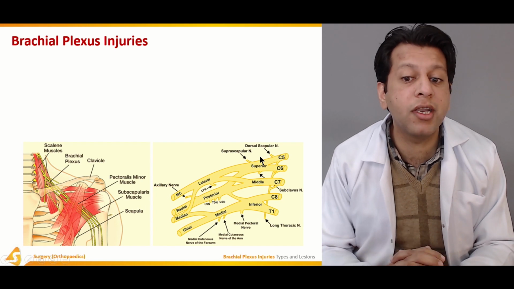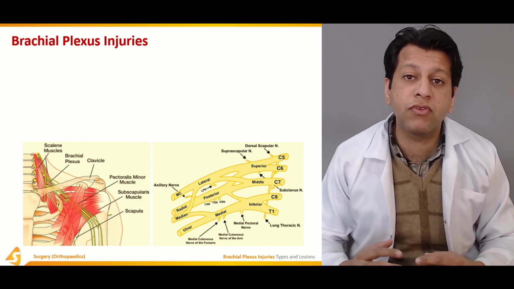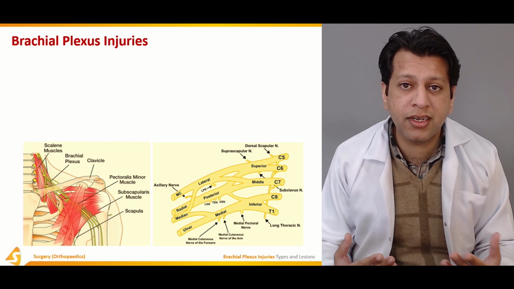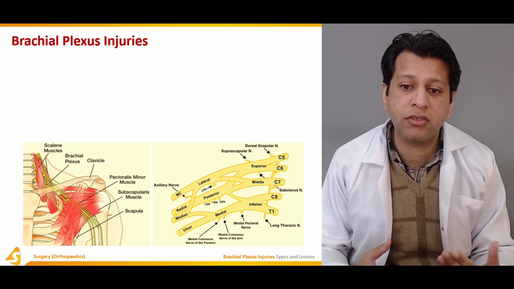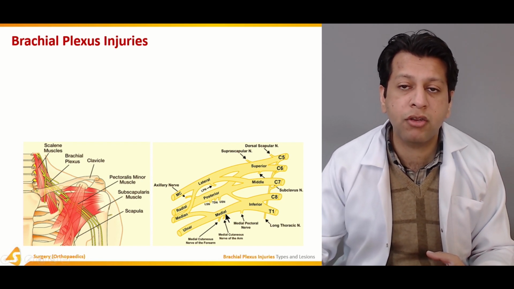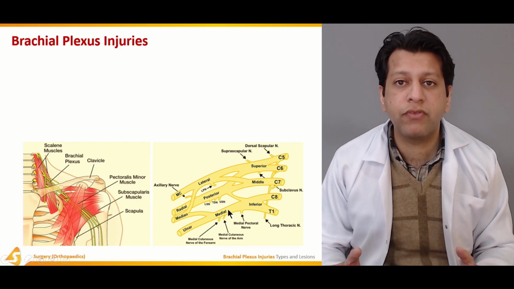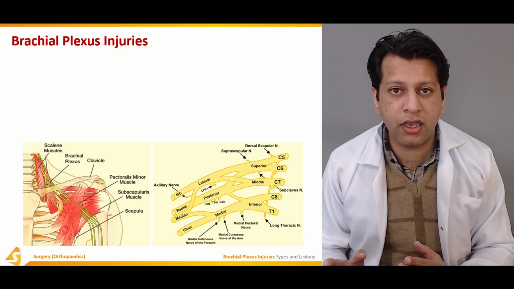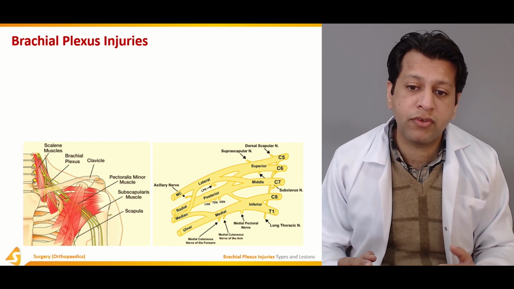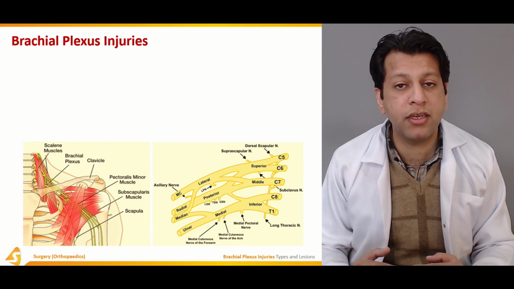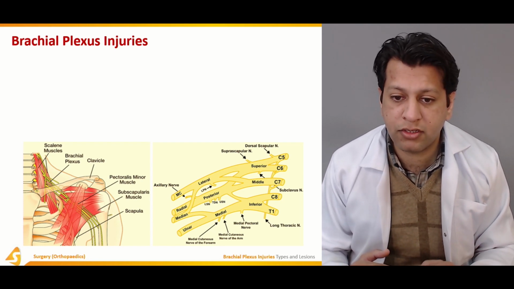There are superior, middle, and inferior trunks. Then this further gives away branches in the form of cords, that is, anterior and posterior branches of the trunks form the cords, and they are labeled as lateral, posterior, and medial cord because of their relations to the axillary artery. As these cords further subdivide, they form the final nerves in the form of median, ulnar, and radial nerves.